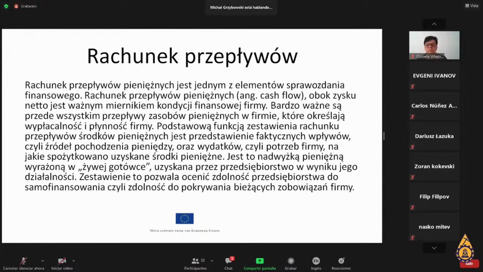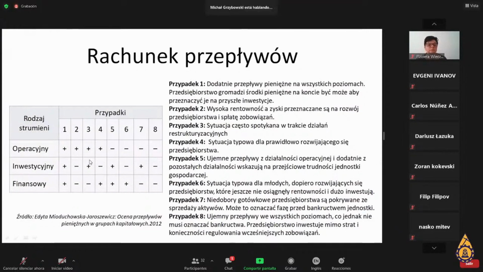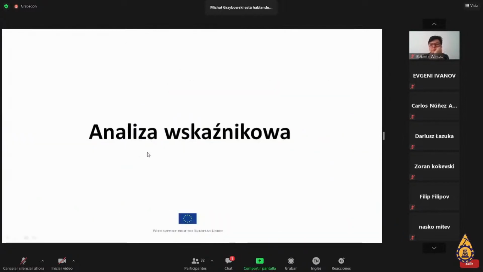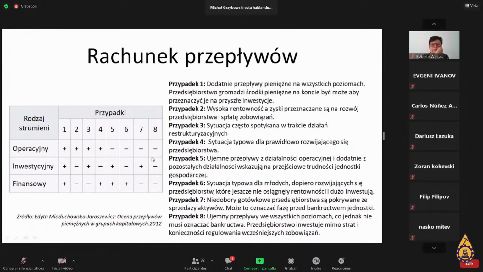In the case of the cash flow statement, well, the cash flow statement takes into account all of the cash flows in a company in between certain specific fields or stages of production. So we have the operating cash flow stream, the investment cash flow stream, and the financial cash flow stream. In our table, they are referred to as profitability. The cash flows may be negative or positive.